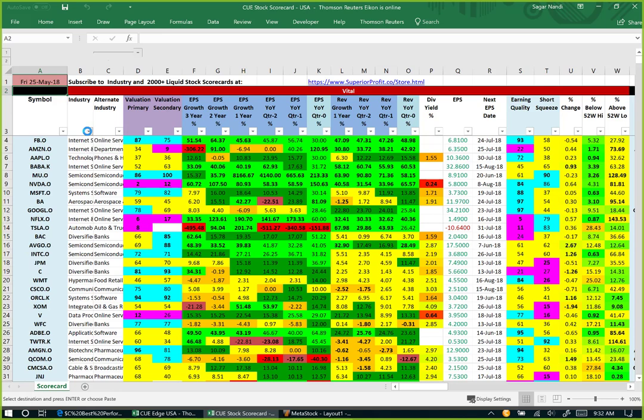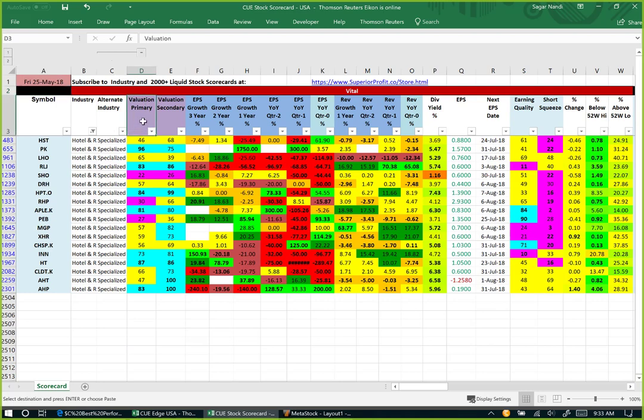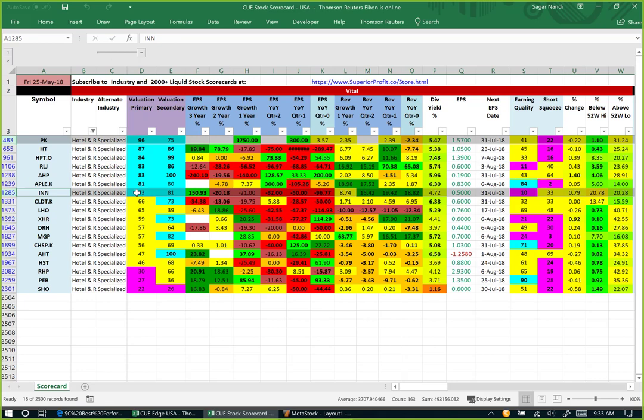In Q scorecard, we can filter for a particular industry's stocks. Once it finds the stocks, we can double click on any column to sort it. We are double clicking on the valuation primary column to find out the value stocks. We can see that even now PK and INN are optimally valued. We know that instantly from the cyan color coding on the primary valuation column. They also pay a nice dividend of 5.4% and 4.7%, respectable dividends.